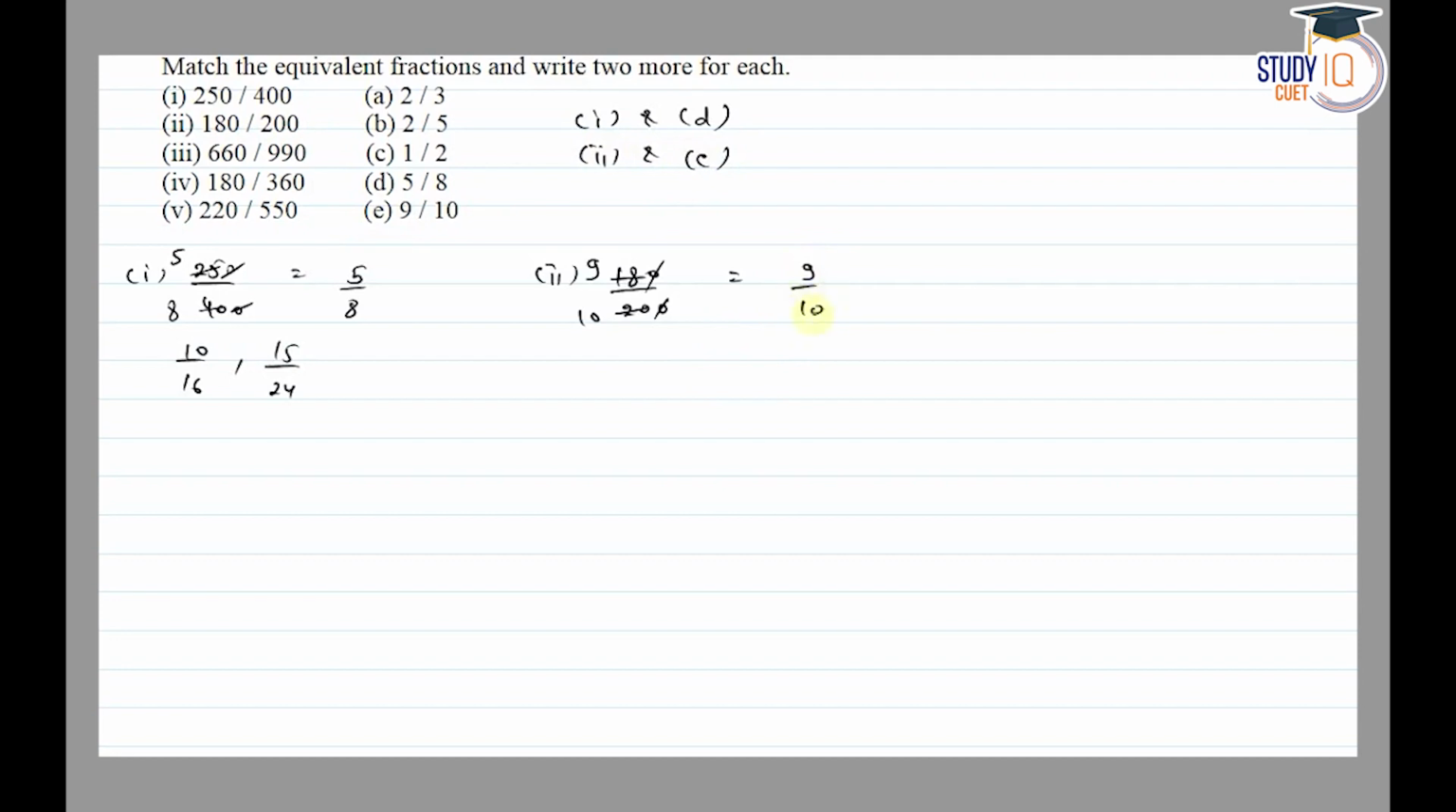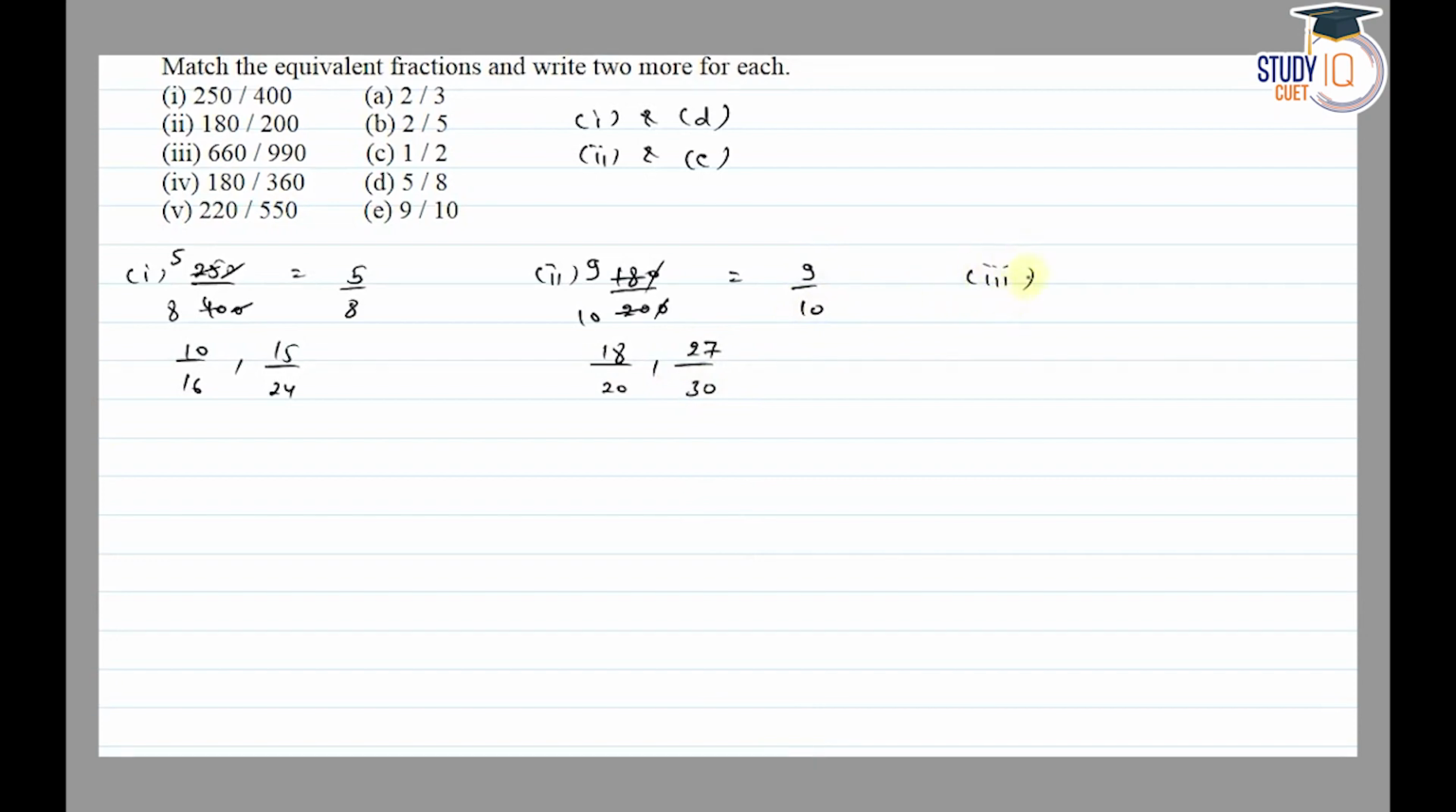So two equivalent fractions of 9 by 10: 2 से multiply कर देंगे तो हो जाएगा 18 by 20 and 3 से multiply कर देंगे तो हो जाएगा 27 by 30. So these are two equivalent fractions of 9 by 10.